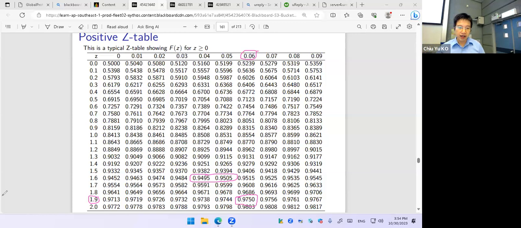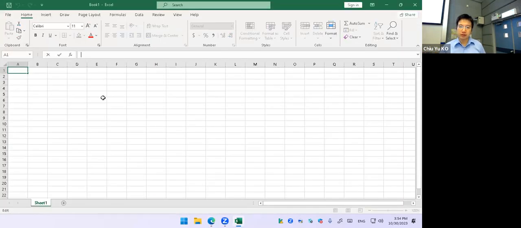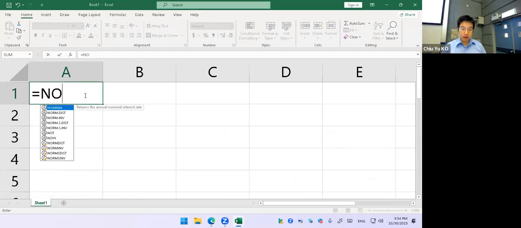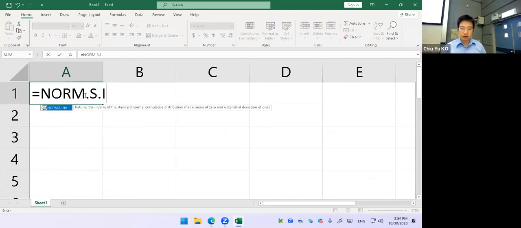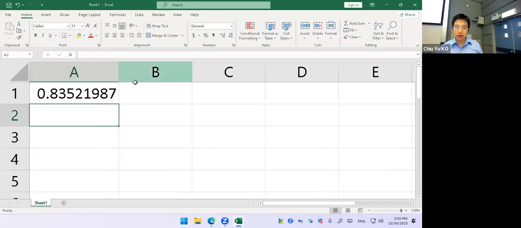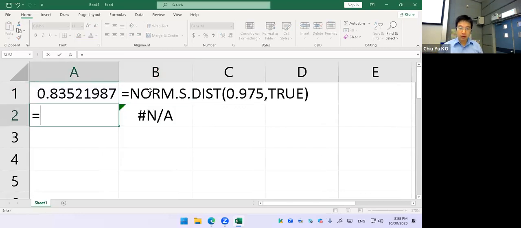Just to remind you, because it looks a little bit abstract, I'll go to Excel in case you ask me, because I would expect you to know how to do it, but in case you forgot. What we will do is NORM.S.INV, with 0.975, because this is the standard normal. And .S means standard normal, so I don't need to put the 0 and 1. If you don't like this, you can think about NORM.INV.